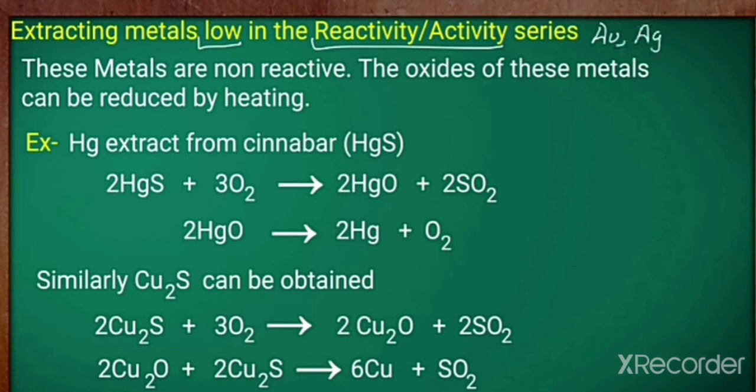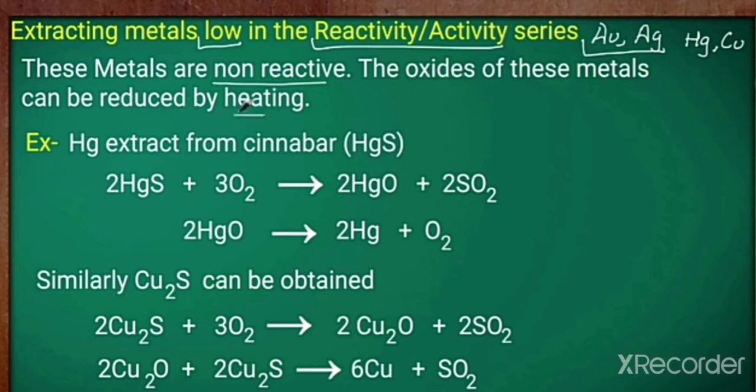Extraction of metals of low reactivity in the activity series. These metals are non-reactive. The oxides of these metals can be reduced by heating. For example, mercury. Mercury is in liquid state. It is extracted from cinnabar. Cinnabar means mercuric sulfide. This mercuric sulfide reacts with three molecules of oxygen. There is a formation of mercuric oxide and sulfur dioxide is released. This mercuric oxide once again undergoes reaction. There is a formation of mercury plus oxygen.